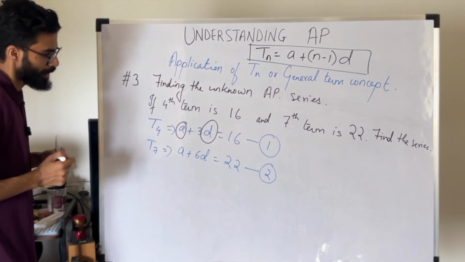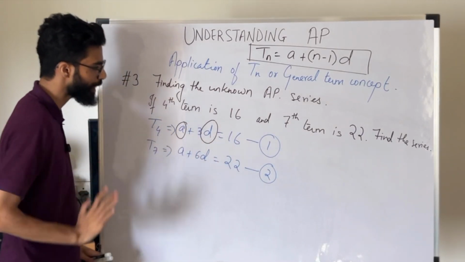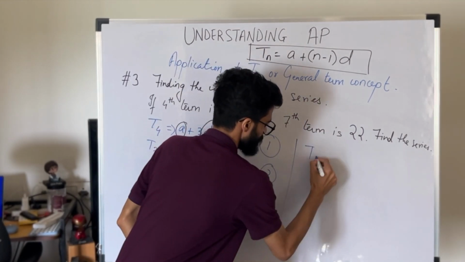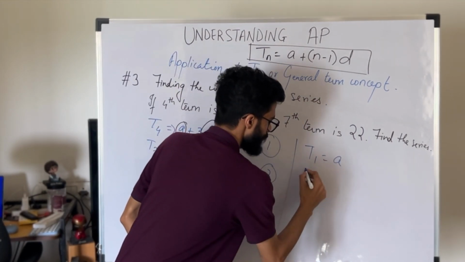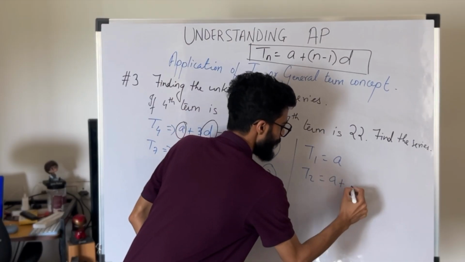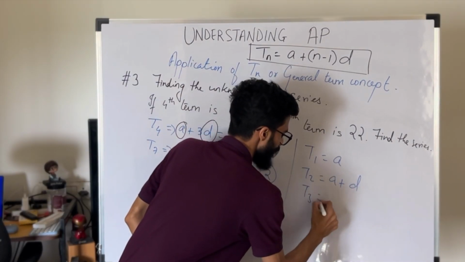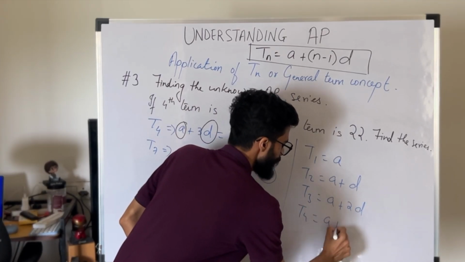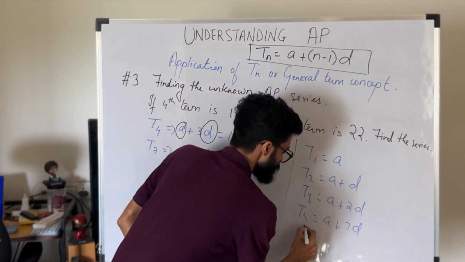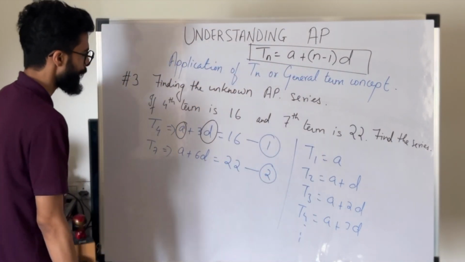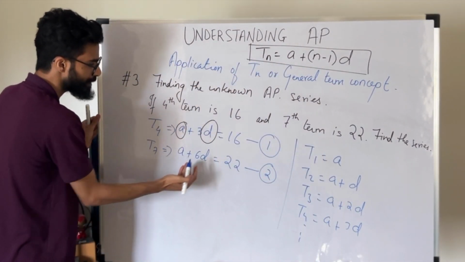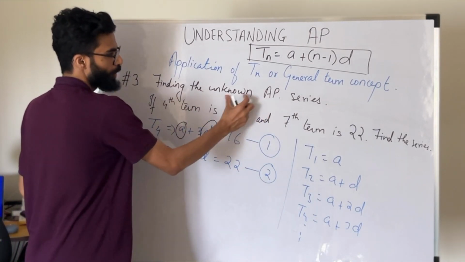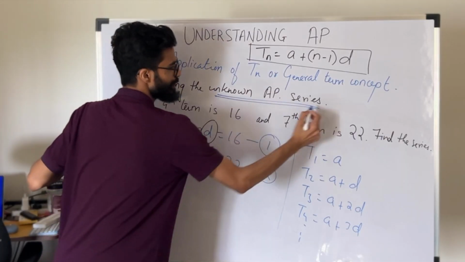जैसे ही A और D की value आ गई, I can find my T1 as a plus 0d, T2 as a plus d, T3 as a plus 2d, and T4 as a plus 3d, and so on. So by solving these simultaneous equations from the given, I can find my unknown AP series.